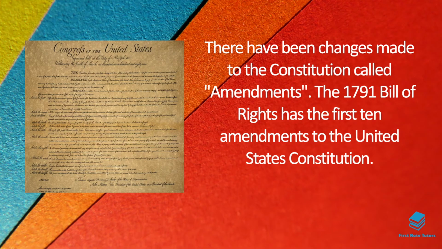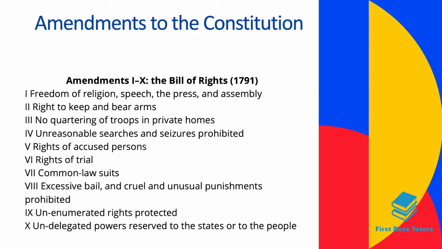Now, do bear in mind that there have been changes made to this governing constitution called amendments. The 1791 Bill of Rights has the first 10 amendments to the United States Constitution. So let's look at these amendments, because these are also very, very important. So now I'm going to look at amendments 1 to 10, which are included as part of the Bill of Rights. And as I mentioned, this Bill of Rights was passed in 1791.